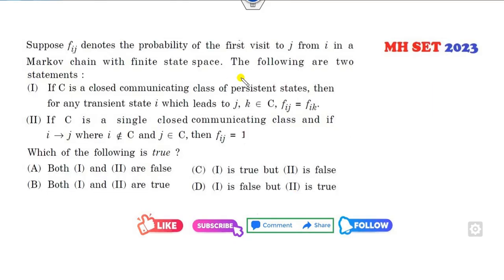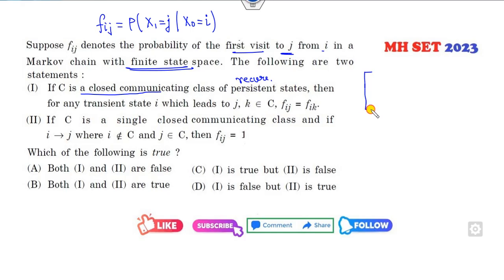Fij is the probability of the first visit from i to j, with a finite state space. The following are the two statements. C is a closed communicating class of persistent states, that means recurrent. So I consider it closed, which means the sum should be 1.